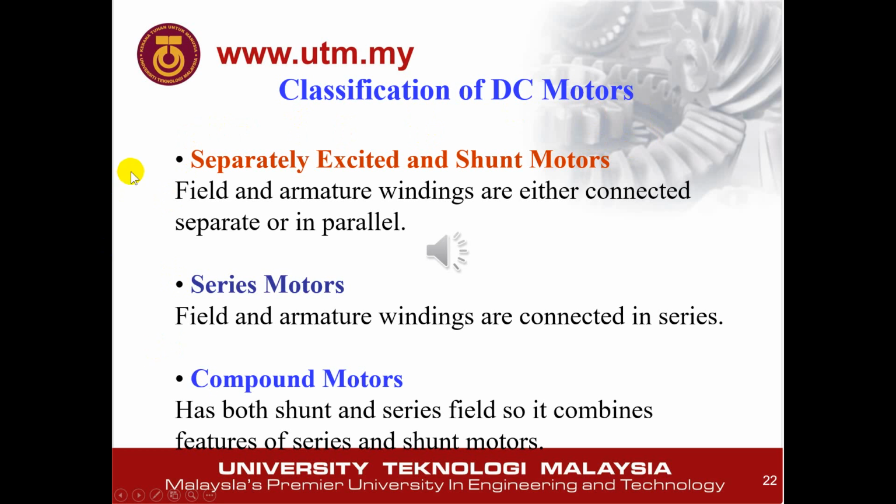Either separately excited and shunt motor, which means that armature winding and field winding are either connected separately or in parallel with the source. Series motor, this one the armature winding and field winding are connected in series. And lastly, compound motor, which has both shunt and series, so it combines features of series and shunt. So shunt means parallel. Okay, so this one you have to know the difference.